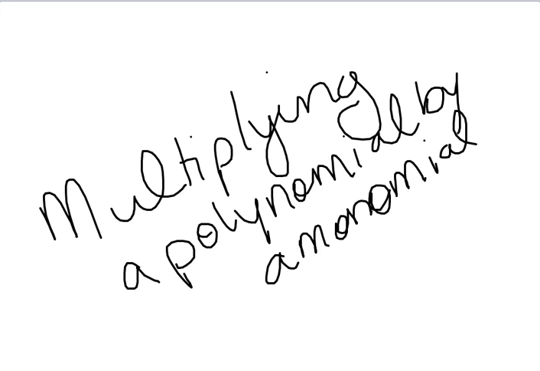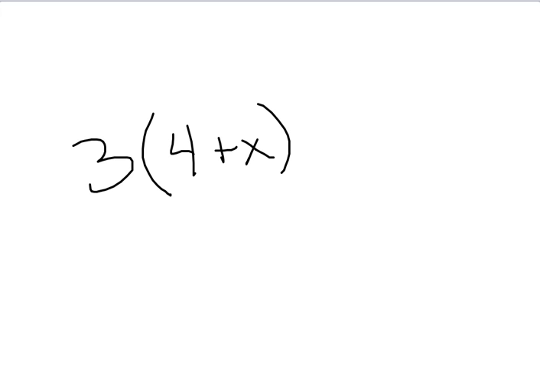So today we're going to talk about multiplying a polynomial by a monomial. A polynomial, you'll remember, has multiple terms, and a monomial has a single term. So this multiplication is going to look a lot like something we've already seen, 3 times (4 plus x).